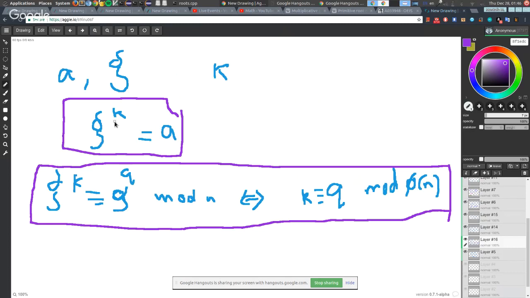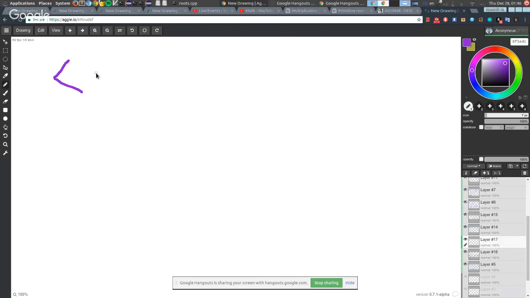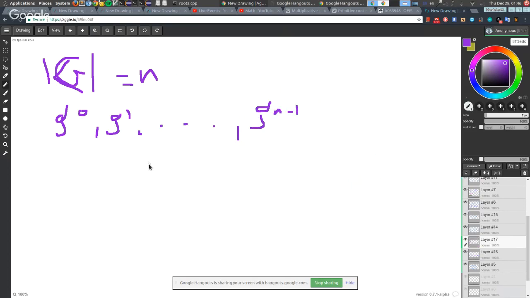So we could here go through all the powers of G and try to find which power is equal to A. This in the worst case scenario would be O of n, where n is the size of the group. If G has a size equal to n, then we can try G to the 0, G to the 1, and so on, until G to the n minus 1, and find which G to the power of k is equal to A. Once we find this k, we just return it. So this is one way of doing it. This has the time complexity of n.